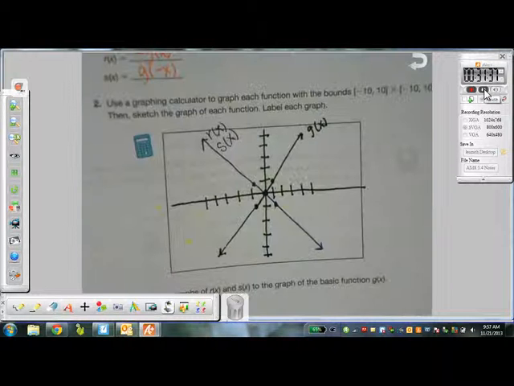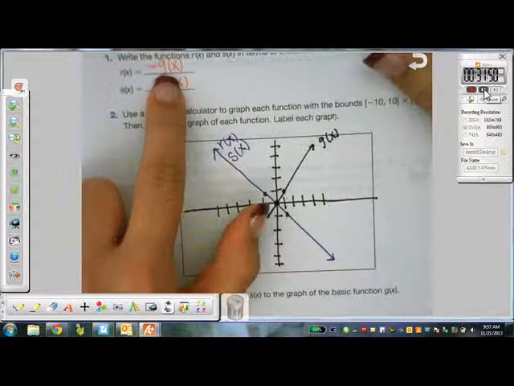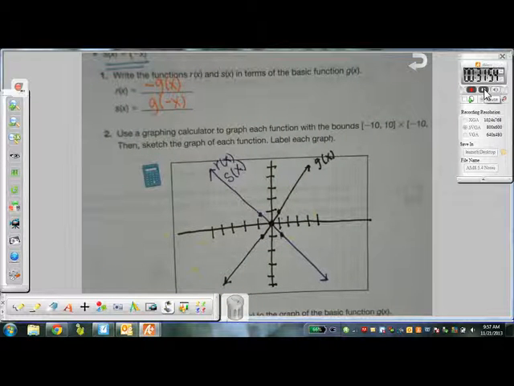Why? Any ideas? It says r of x and s of x. Negative g of x. It's the same because they're linear. Because if I were to reflect a line, because of the way it's drawn, that's what happens. Okay?